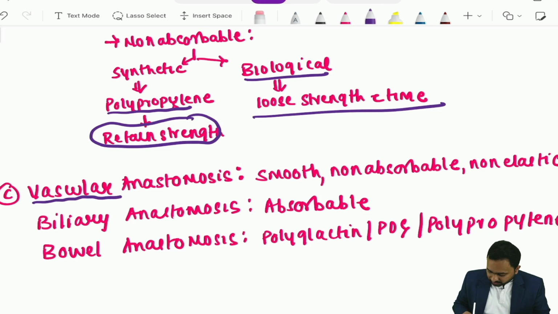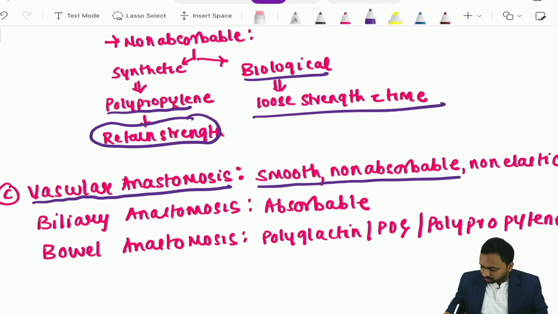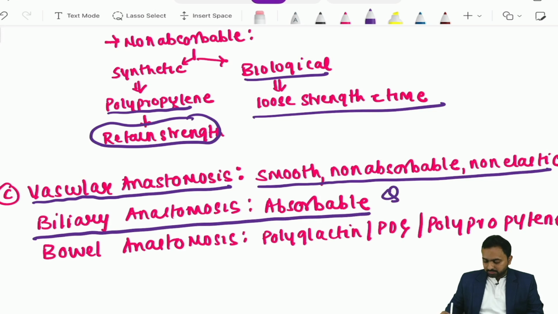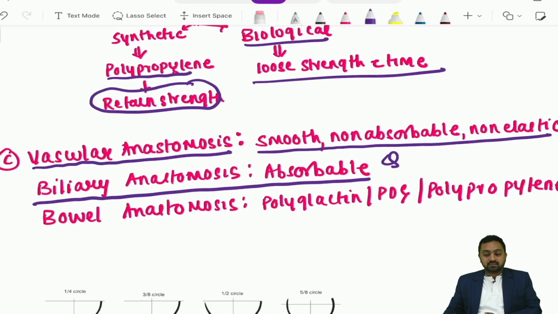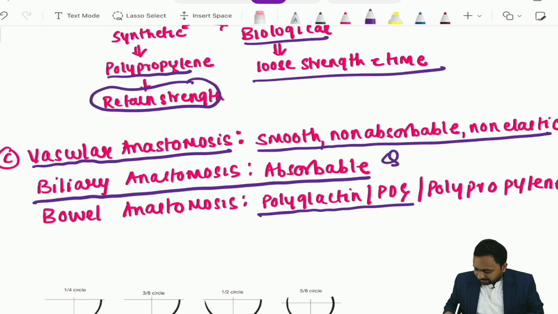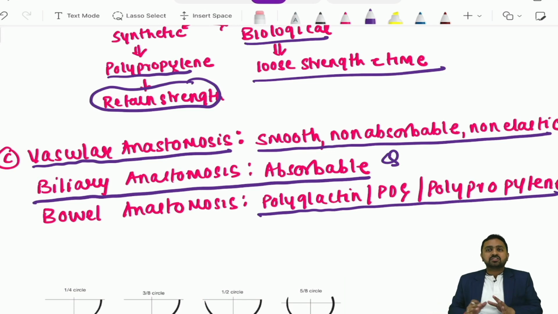In case of a vascular anastomosis, you use a smooth, non-absorbable, non-elastic suture. In biliary anastomosis, you use an absorbable suture, and in case of a bowel anastomosis, you would use a polyglactin, PDS or a polypropylene, which usually varies from surgeon to surgeon choice.